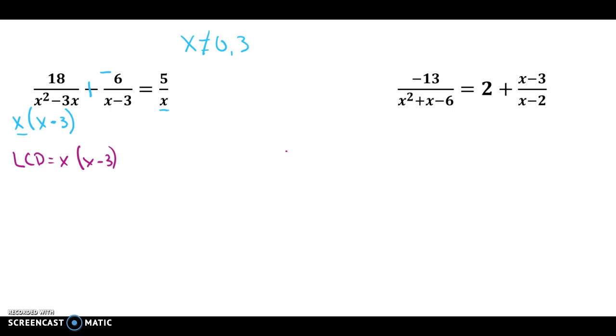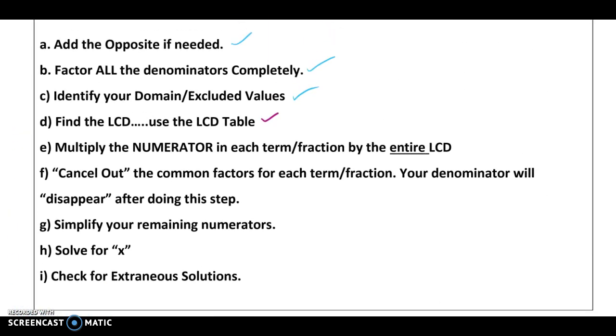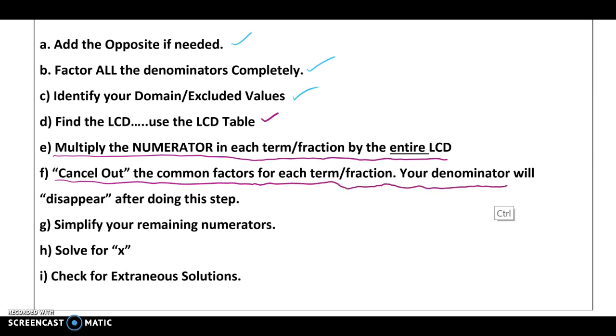It's the denominators that make this difficult. If these denominators were just gone, if none of this even existed over here, these problems would be a lot easier. So what we're going to do is actually just get rid of the denominators, and that's the purpose of the least common denominator. We're going to multiply the numerator in each term or fraction by the entire least common denominator. What this is going to do is cancel out common factors of each term or fraction, and your denominator is just going to disappear when you do this step.